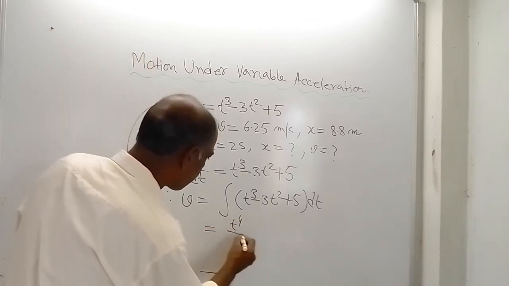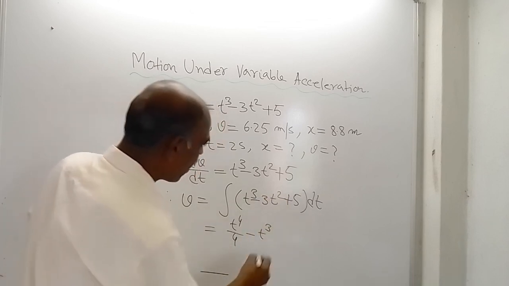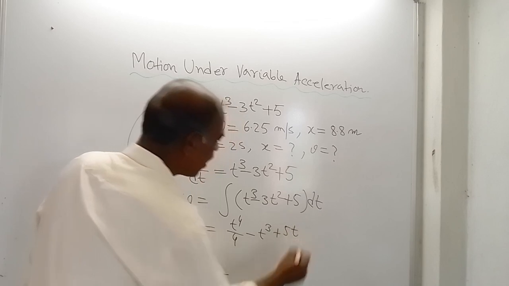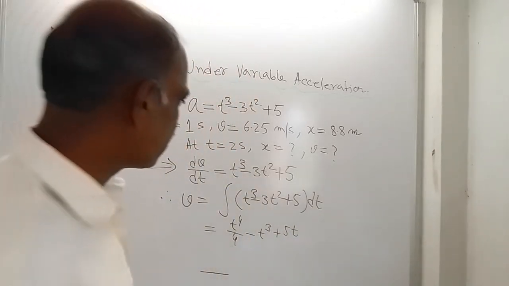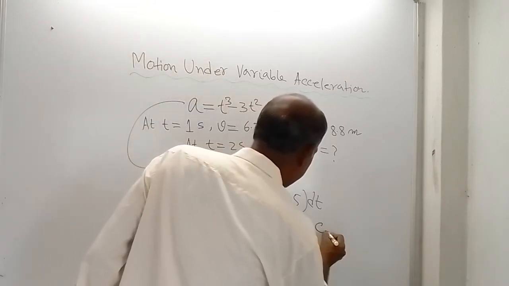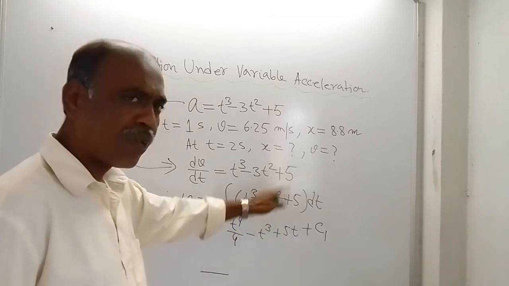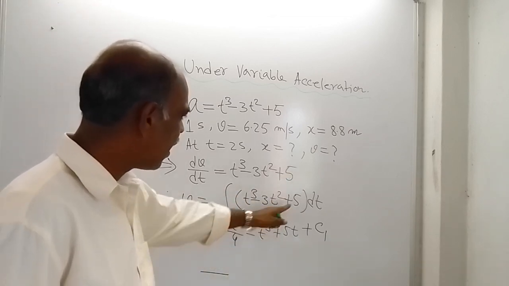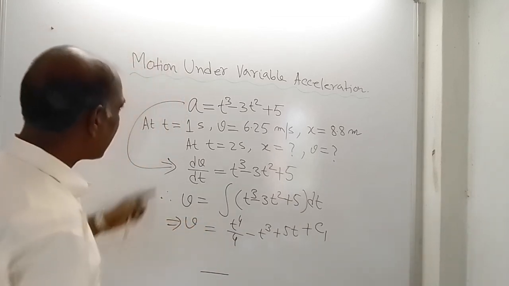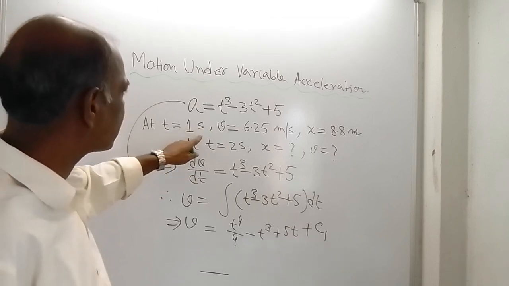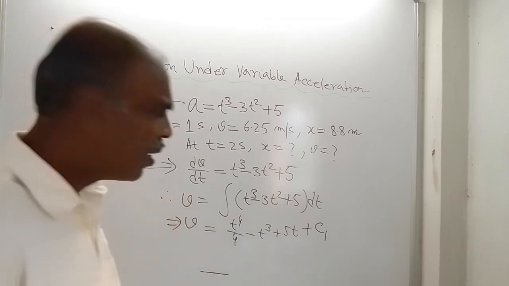What is the result? It is t to the power 4 by 4. Here t cube by 3, so only t cube will appear. And here 5t. And also one more term should be there, the constant of integration, denoted by C1. So t to the power 4 by 4 minus 3 into t cube by 3, that 3 and these 3 cancel, and then 5t. This is velocity. The condition is given at t equal to 1 second, so use that condition to get the value of C1.